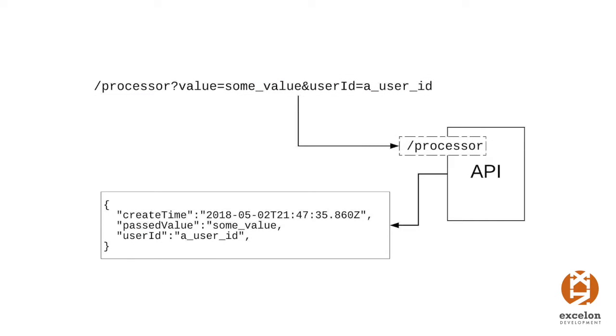Local 3000 is an API that publishes one endpoint, processor. The way the endpoint works is that I pass in two query parameters. One query parameter is value. The other is user ID. Value takes a piece of arbitrary data. User ID takes a distinct user ID. The API reformats the query parameters into a JSON object that's passed back as a response. This response data is what we're going to save.